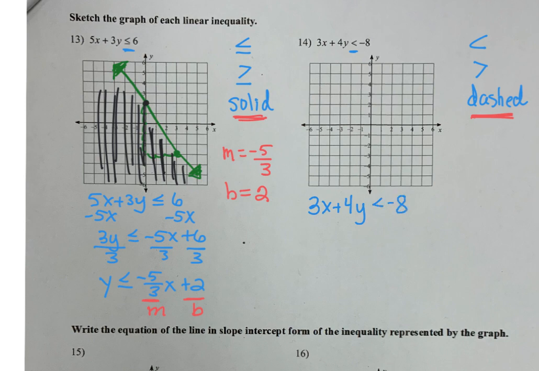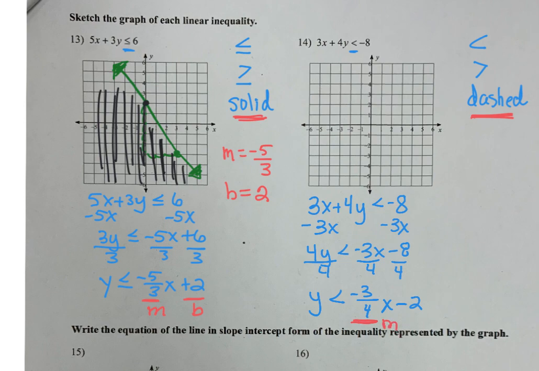Okay, I'm going to subtract 3x from both sides. I'm left with 4y is less than negative 3x minus 8. Divide all pieces by 4. I've got y is less than negative 3 over 4x minus 2. So that tells me my slope is negative 3 over 4.